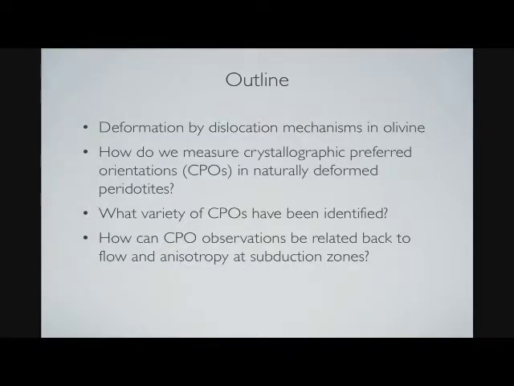So I'm going to start out talking about deformation by dislocation mechanisms in olivine and pick up where Phil Skemer left off last week in talking about these basic rheology aspects. And then I'm going to spend some time talking about how we actually measure the crystallographic preferred orientation in rocks, what the constraints are, what the ways in which we do it are, and then looking again at this range of crystallographic preferred orientations that have been identified, and then finally talking about the ways in which we can incorporate all of this data that's come online about CPOs into mantle flow models and understand subduction zones better.